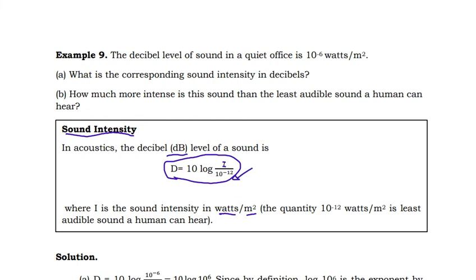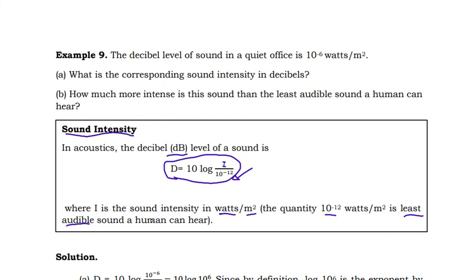The denominator is always the baseline, no? Kanina in an earthquake, the baseline, which is the smallest earthquake that can be measured, is 10 to the power of 4.4. In this one, the least or the smallest audible sound a human can hear is 10 to the negative 12 watts per square meter.